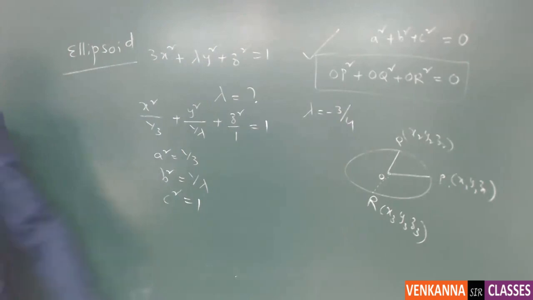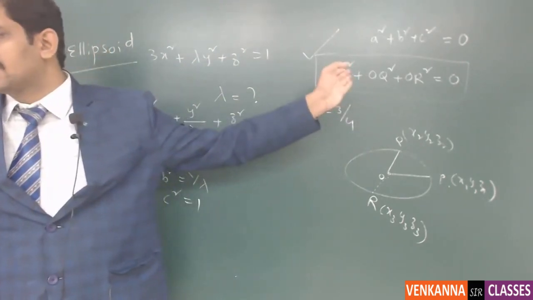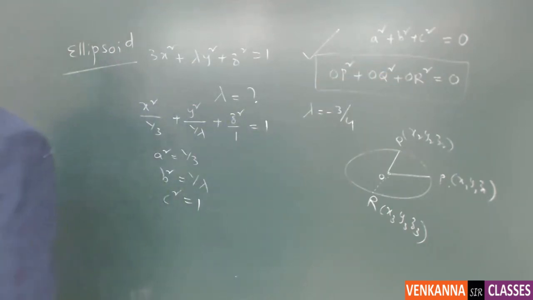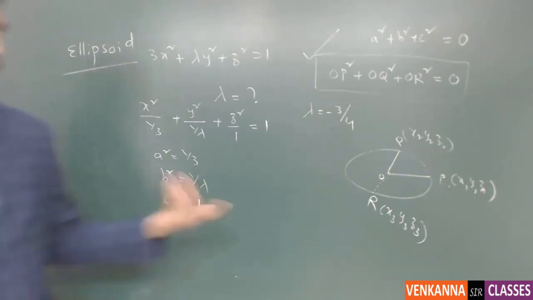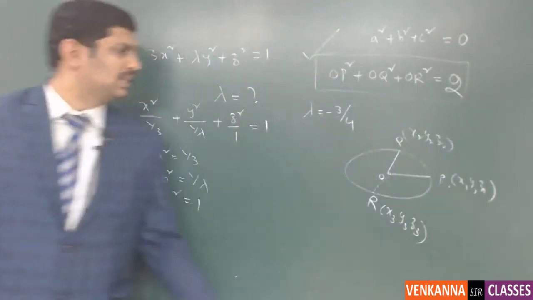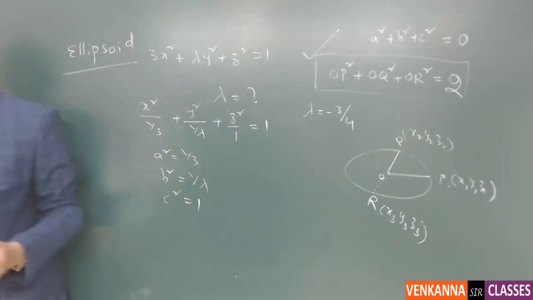So please understand that in this problem, it is mentioned that the sum of the squares of these values is equal to 0. You can take another value also. Suppose if you take that the value is equal to 2, then you will get another lambda value. It is based upon the question. Fine. Are you clear with this?